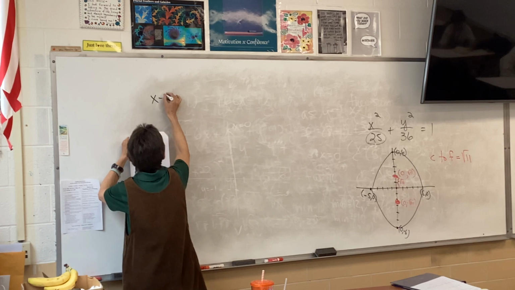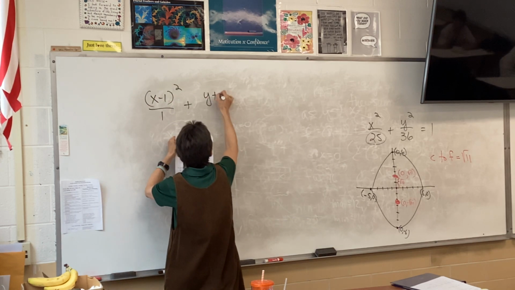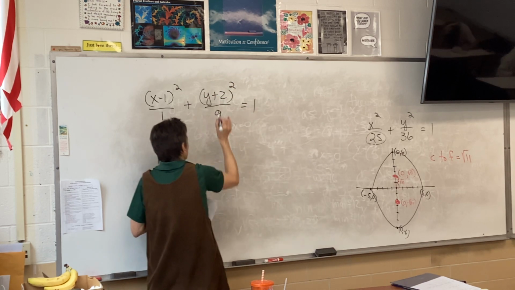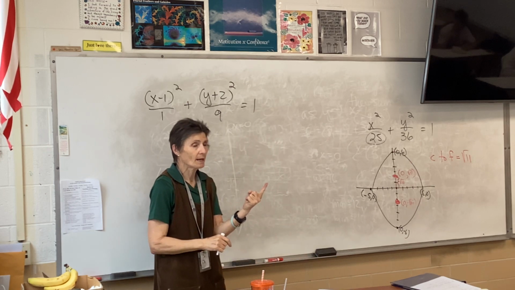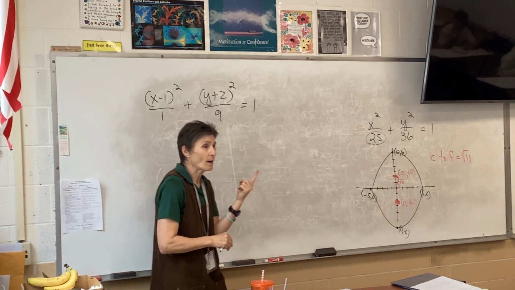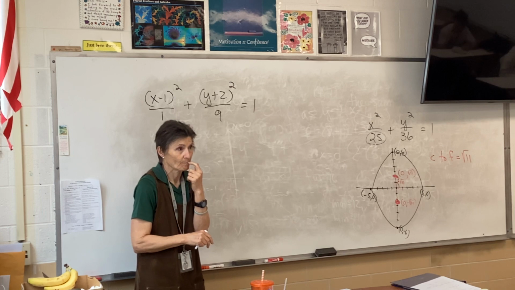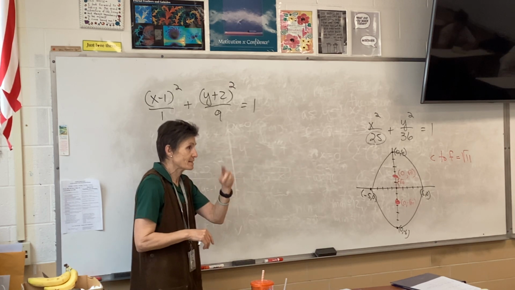Okay, so (x minus 1) squared over 1 plus (y plus 2) squared over 9 equals 1. Now, first of all, you have to be able to look at that equation and know that it's not a parabola. Am I right? It's not a parabola and it's not a circle. This is the equation of an ellipse. Something squared plus something squared equals 1. That's an ellipse.